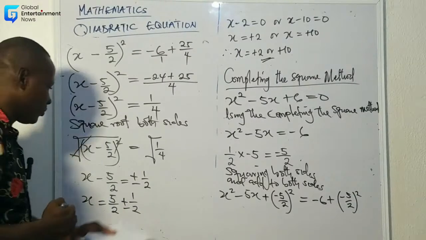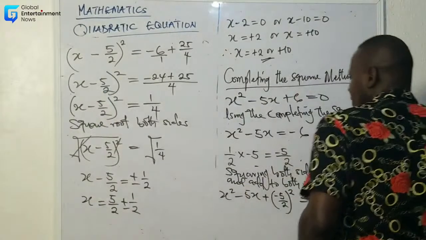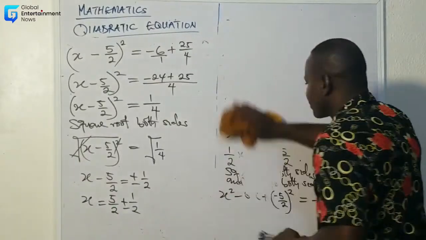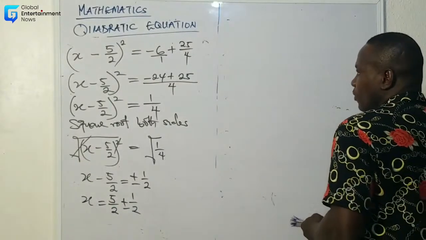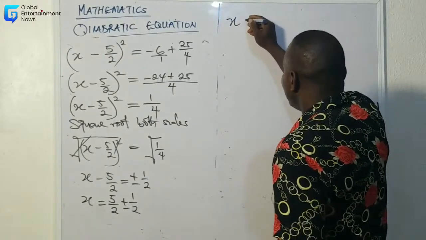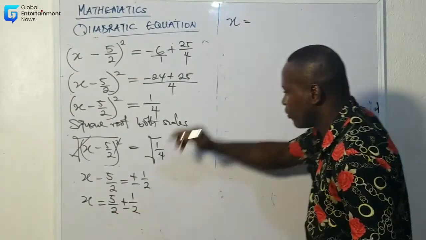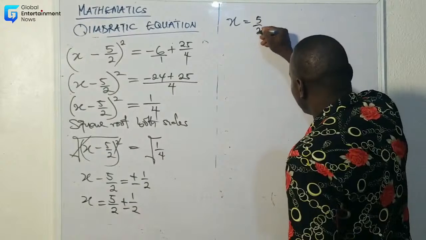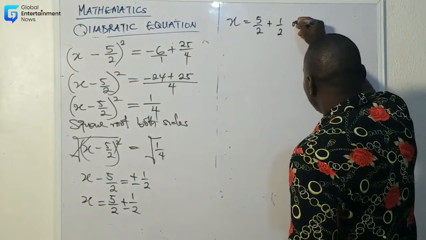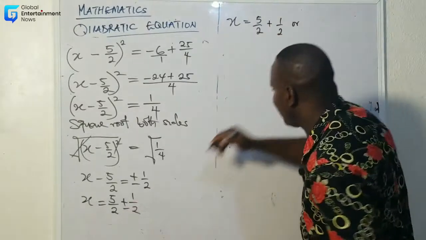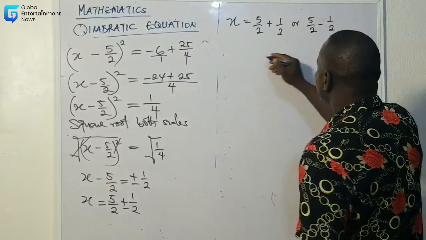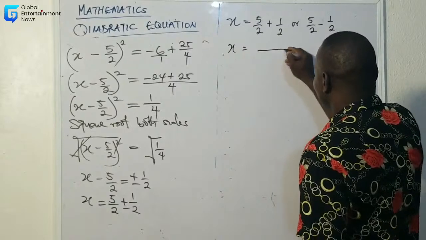So what do we have now? We now have x is equal to, you now take it one by one, 5 all over 2. What is the first sign? Plus 1 all over 2, or again 5 all over 2 minus 1 all over 2. What is the LCM here? The LCM here is 2.